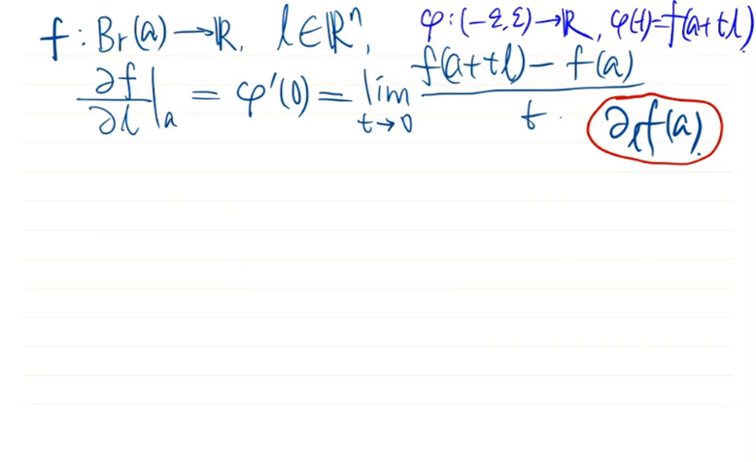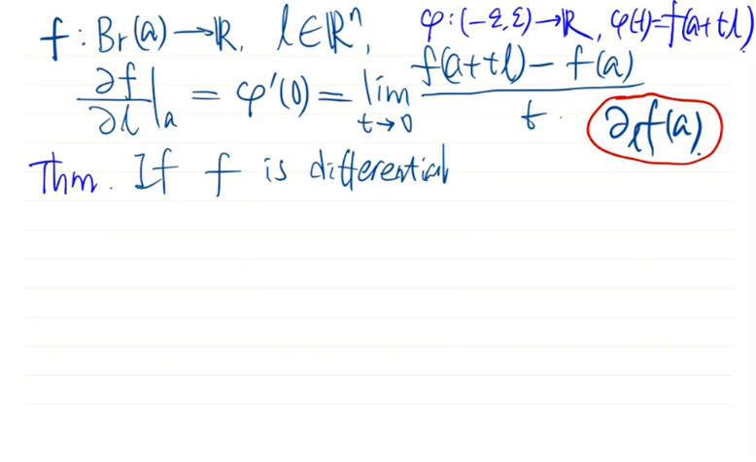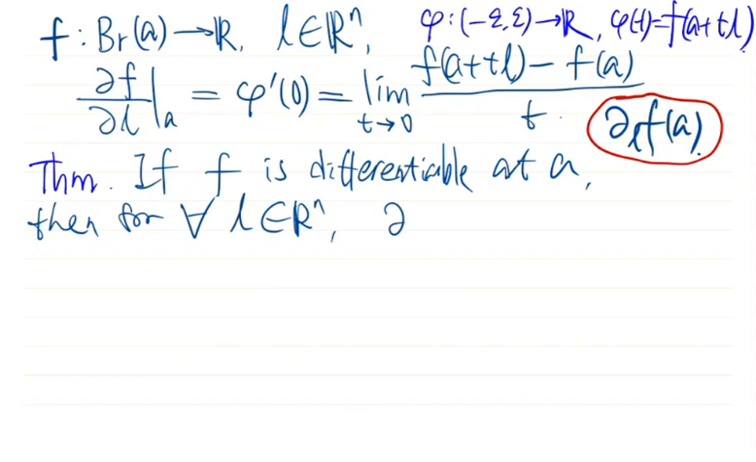When a function has directional derivative along a given direction at a given point, this is a basic problem, and it turns out that if the function is differentiable at the point, then the result will be very good. Okay, this is our theorem. If f is differentiable at a, then for any direction L, the directional derivative of f at a in the direction L equals the inner product of the gradient of f at a and L.